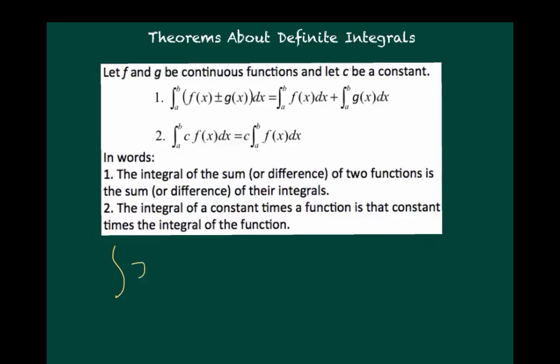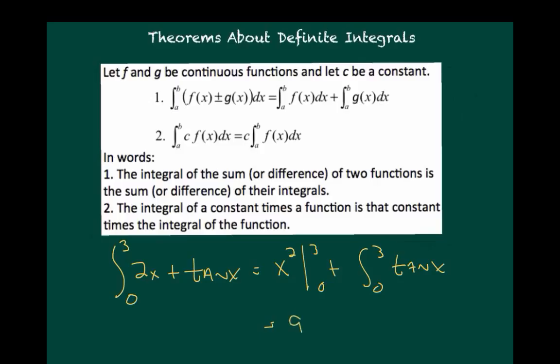Now, this might not seem like it's terribly useful, but imagine you have the integral of something like 2x plus tan x, and we're looking at 0 to 3. Well, I don't know what the antiderivative of tangent is, but I do know the antiderivative of 2x. So I could break that up into x squared, evaluated from 3 to 0, plus the integral from 0 to 3 of tan x. So now I can simplify that one step further, and this is going to be 9 plus the integral from 3 to 0 of tangent of x.